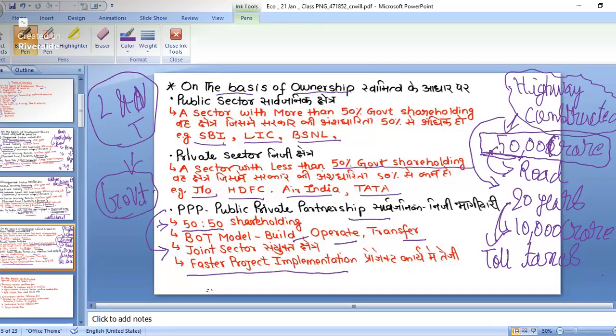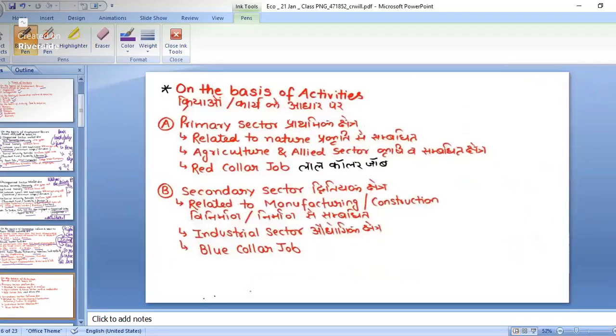So this is regarding the types of sector on the basis of ownership. Now we'll see types of sectors on the basis of activities. On the basis of activities, we have 5 types of sector. We saw already, we have the primary sector, we have the secondary sector.